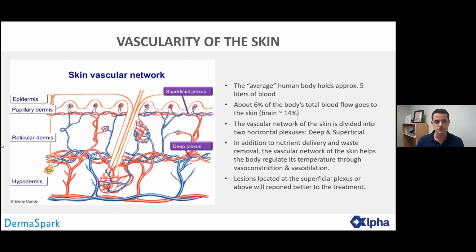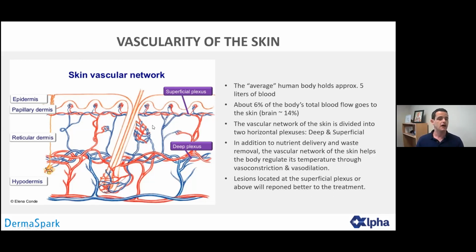From the deep plexus, we see that there is one more branching upward, ascending arteries that go upwards towards the surface of the skin. And when they reach the papillary dermis, they form the superficial plexus. They branch horizontally one more time to form the superficial plexus, approximately 1.5 millimeters under the surface of the skin. This is where we have this superficial plexus.